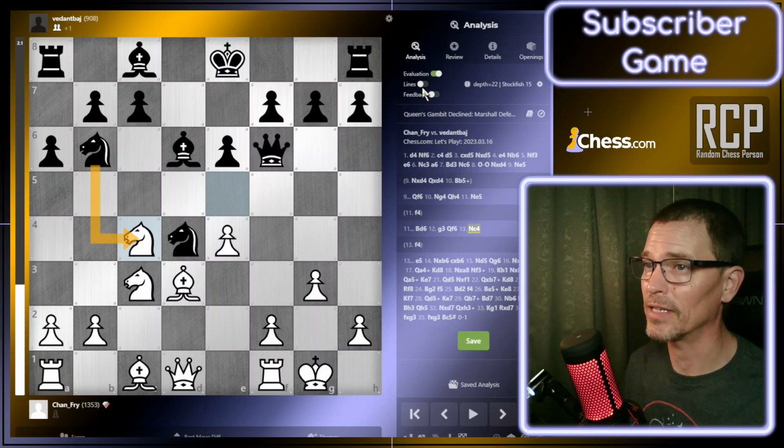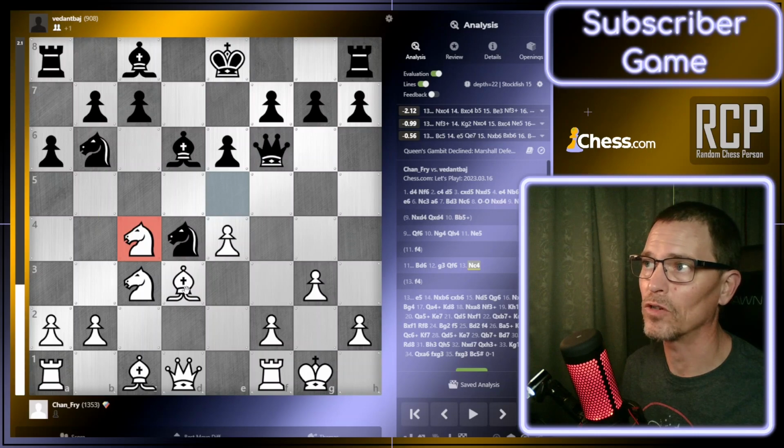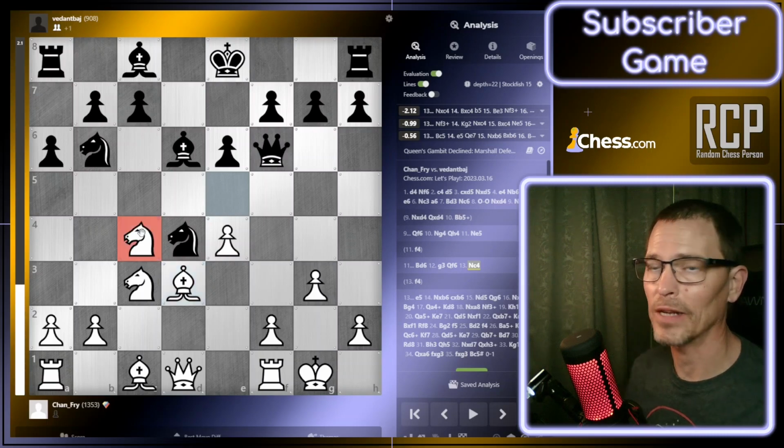All right, let's turn on the lines and see. Should they have taken my knight? Yes. They should have taken my knight, and then I assume I would have taken back, and then they would have played b5, which would have gained a tempo, forcing my bishop back to one of these squares. I was pretty sure that that's what they should have done, but now it says it's minus 2 if they do that. When I put it here, it was only minus 1.9.